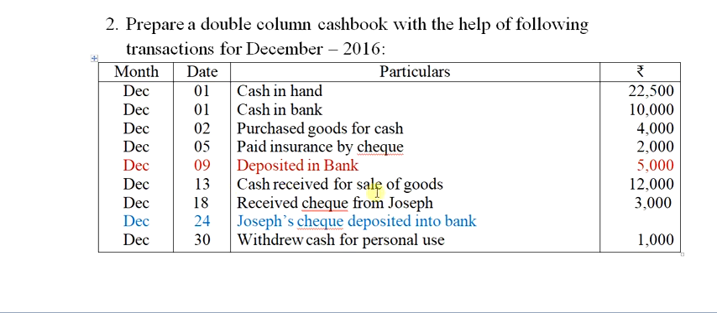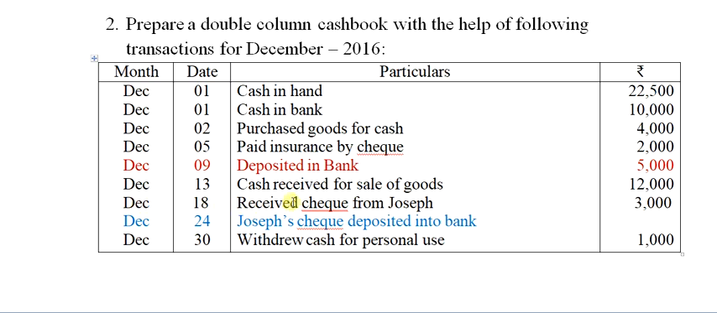December 13th, cash received for sale of goods, rupees 12,000. So cash has been received for what? Sale of goods. So automatically what happens? Our cash balance increases. So it should be taken under which side? Debit side.